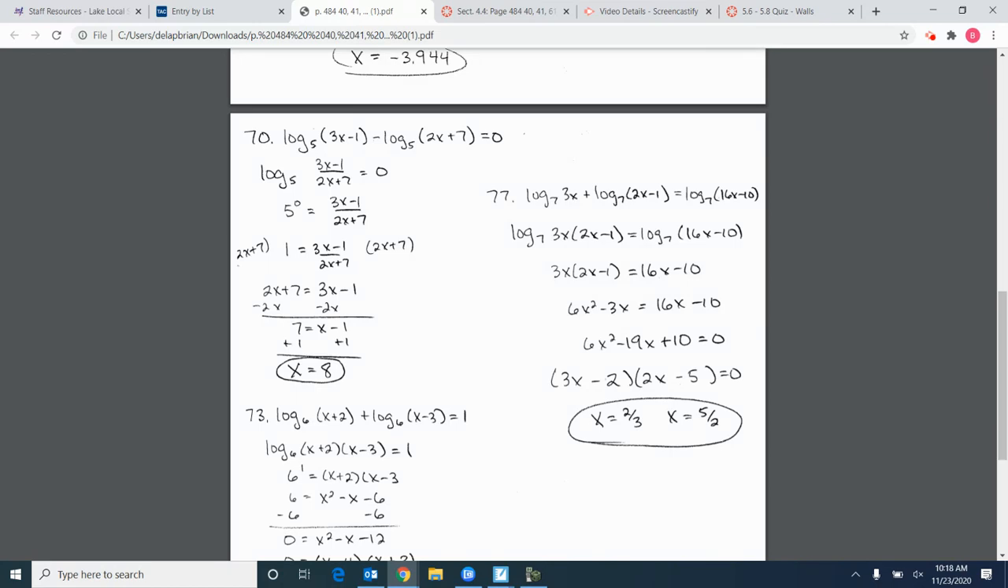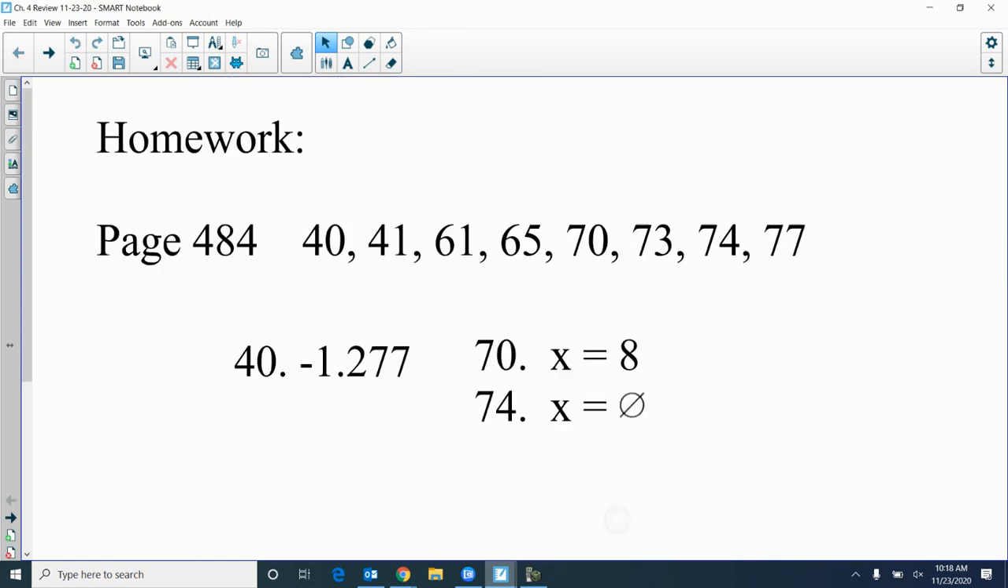And Kayla still didn't do it right. Is that what you said? So 2/3 and 5/2. All right, we good there? All right, test tomorrow and Wednesday. I don't want that one.